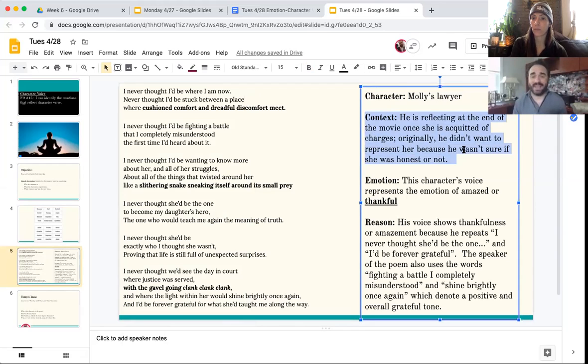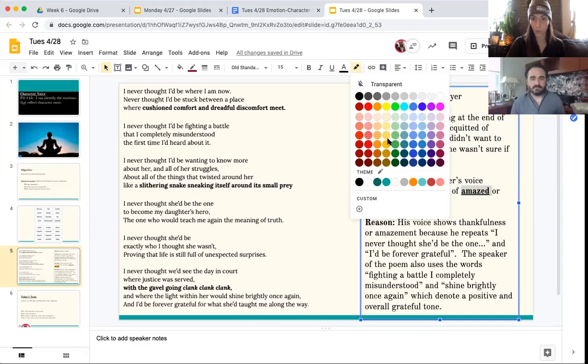This is the lawyer at the end of the movie after his client has been acquitted. Originally, he did not want to represent her. He didn't want to be her lawyer because he wasn't sure if she, Molly, was honest or not. So that gives you, the reader of the poem, a little bit more understanding of what's going on. And it also helps us to maybe pinpoint his emotions. So we said the emotion that we would tie to this character in this moment is either thankful or maybe he's amazed. Either one of those would work.